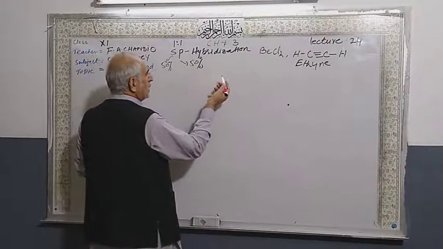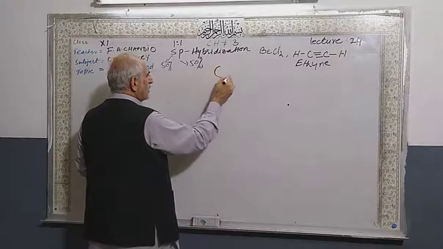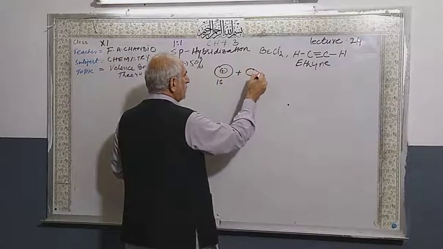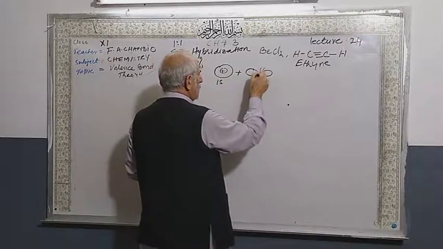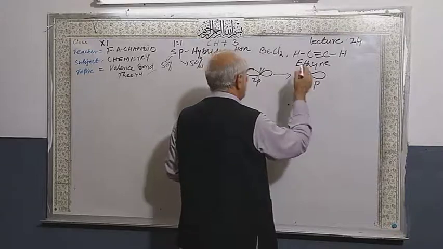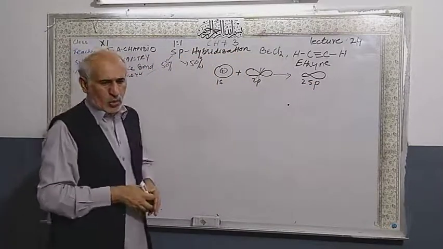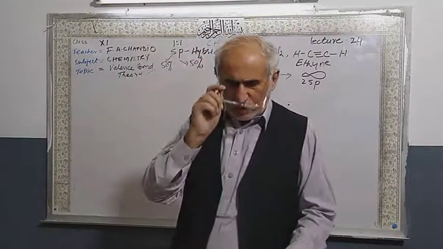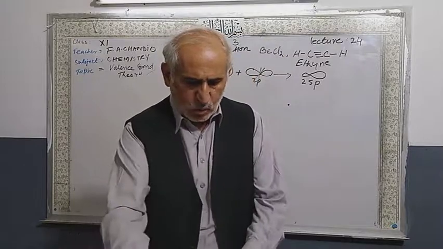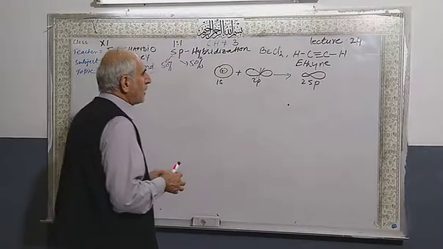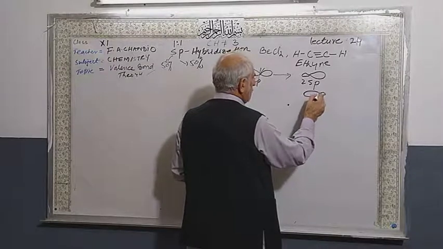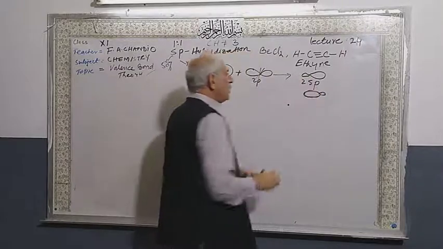And if you see the diagram, this is the one s, plus p only. Nice. The shape is the same. 2sp hybridized atomic orbital. If you see your book, you can find it. So there are 2sp hybridized atomic orbitals. One is here and the other is there, and they are going to approach each other.